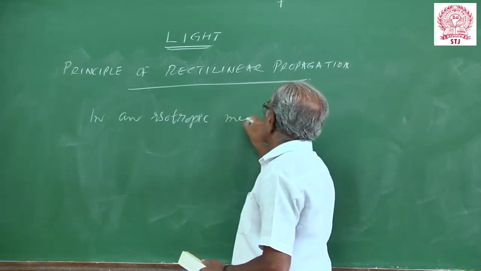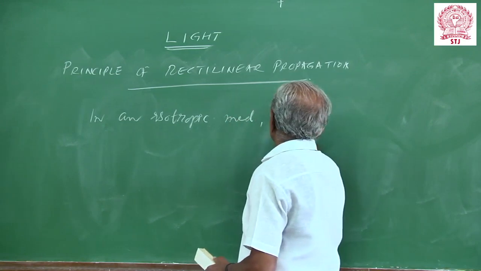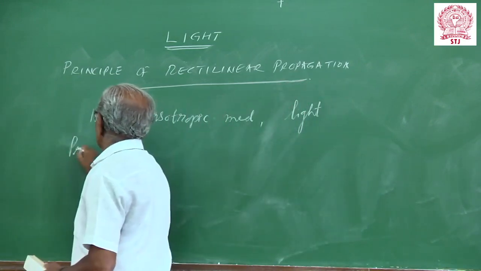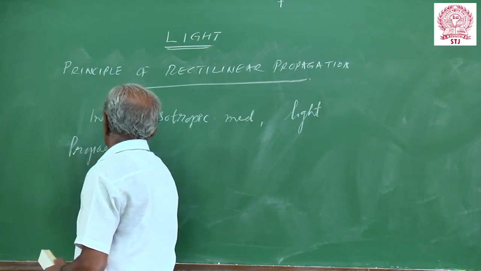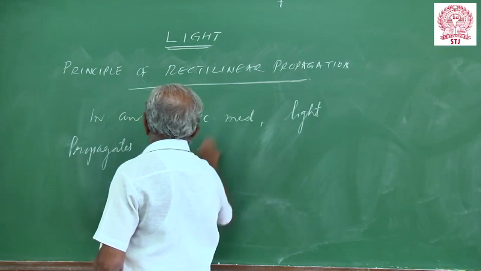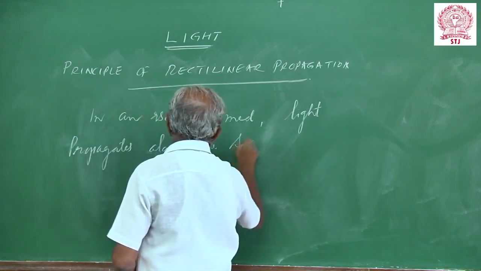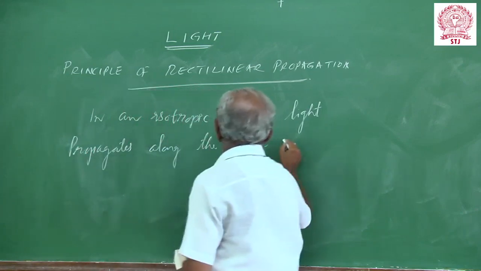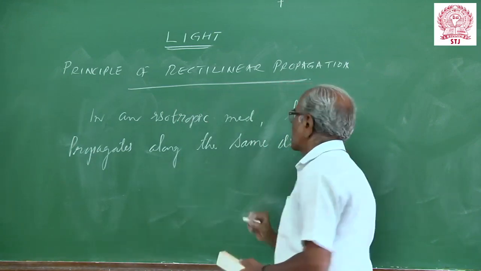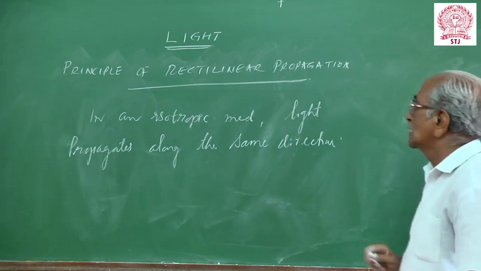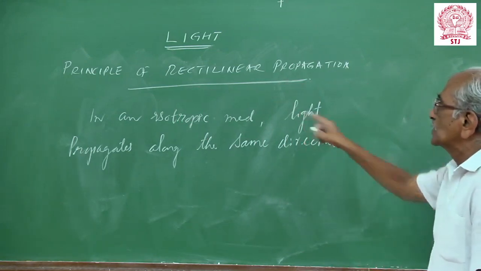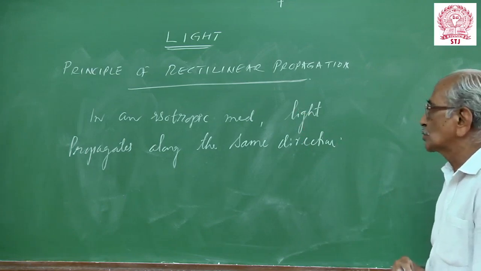light propagates along the same direction. Though it is very often called the same straight line, it is more appropriate to say that light propagates along the same direction as long as the medium is the same and the medium is isotropic.